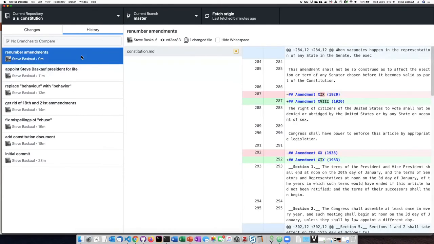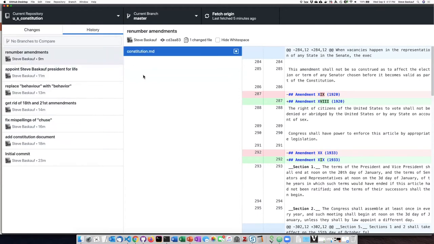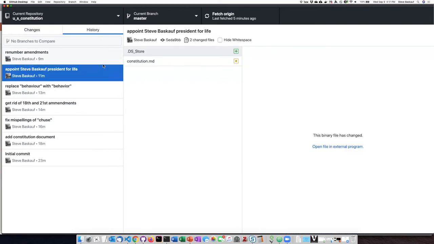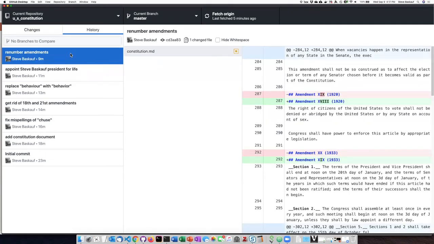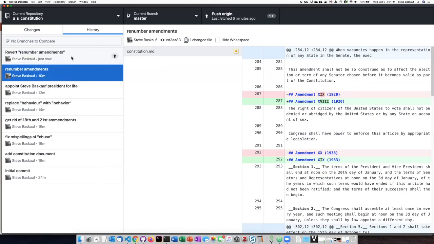It is not advisable, at least for beginners, to go back and try to revert commits early on, unless you revert them backwards, starting with the most recent one. So if I, for example, wanted to get rid of appoint Steve Baskoff president for life, I could start with my last commit and right click on it and say revert this commit.